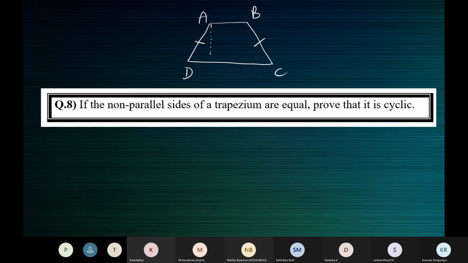Construction: draw AM perpendicular to CD. Draw BN perpendicular to CD.